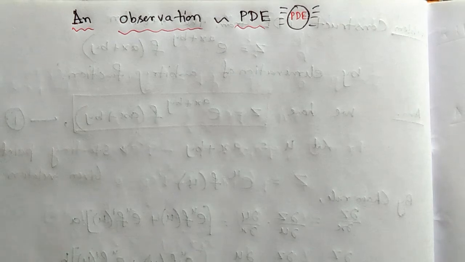Welcome to everyone. Today we are going to discuss an observation of partial differential equations. Till now, in our previous PDE classes, what have we learned? At first, we construct a PDE from a relation by either elimination of arbitrary constants or elimination of arbitrary functions.